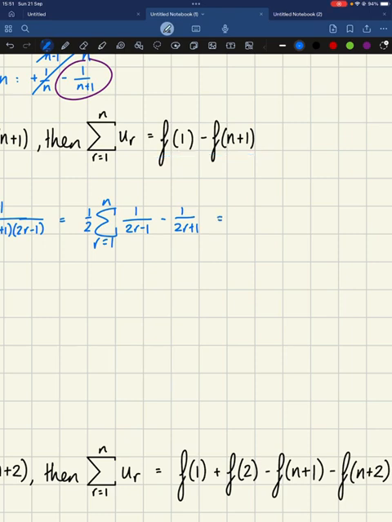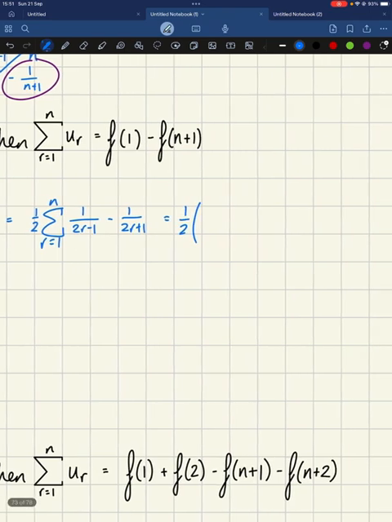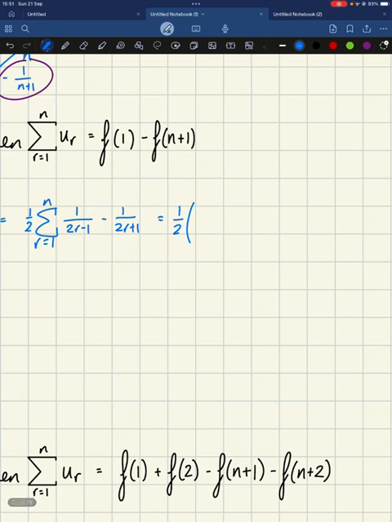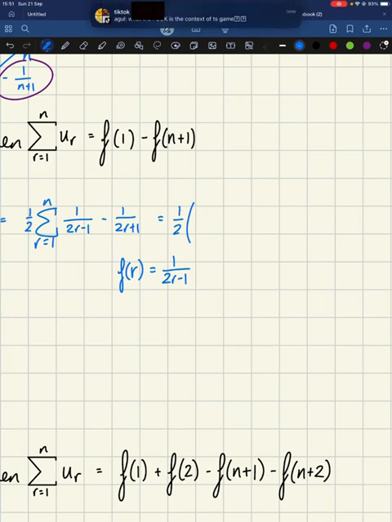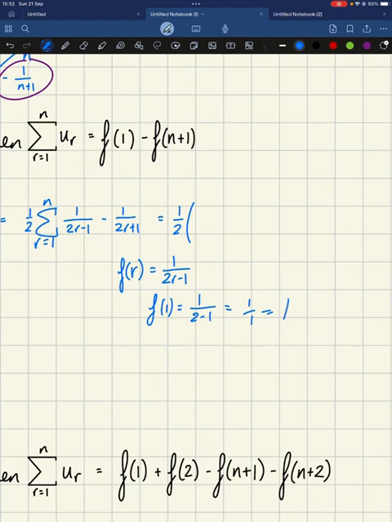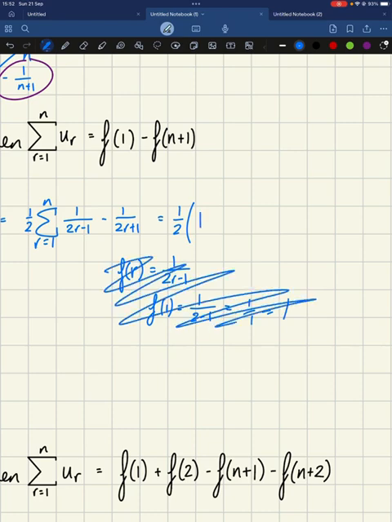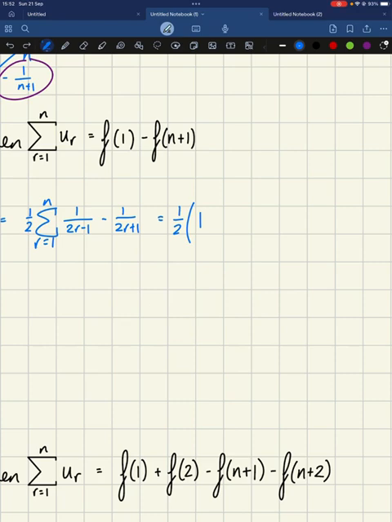So what we get is a half, and like we just said, this sum is equal to f of 1 minus f of n plus 1, so f of 1, well, we just said f of r is 1 over 2r minus 1. So f of 1 is just going to be 1 over 2 minus 1, which is 1 over 1, which is 1. So we get 1. Right, now here we have f of n plus 1, so 1 over 2n plus 1 minus 1, 1 over 2n plus 1. So because we're minusing it, we get minus.